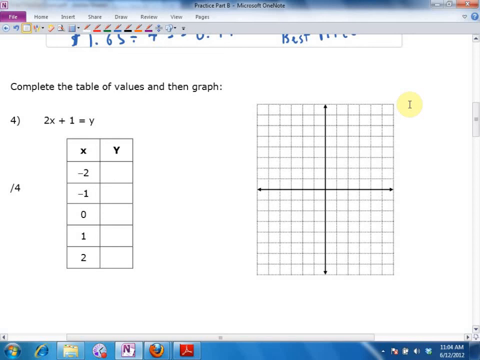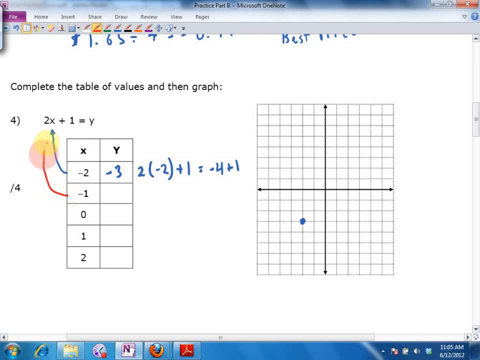Okay, so how do you do this? Well, I'm going to take this next question. I'm going to substitute into this graph, and I substitute my x's into the equation. So I get 2 times negative 2, because the x is negative 2, plus 1. So 2 times negative 2 is negative 4, plus 1 is negative 3. So I'm going to plot that point: left 2, down 3, there's my first point. Okay? And then I do the next thing. I do the negative 1.